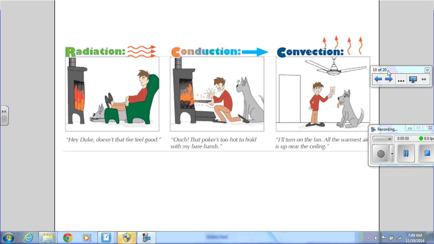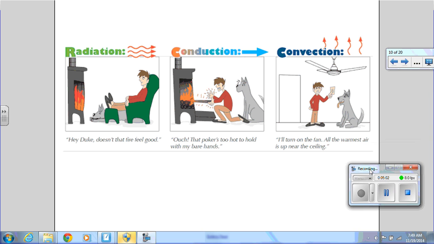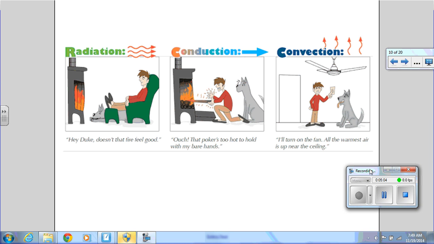Let's look at this visual. You can see all three types of heat transfer being shown in this particular visual. You've got radiation. He's sitting in front of this fire and his body is becoming warm. You've got conduction. He touches the stick and his hand gets burned. And then you've got convection. He turns the fan on, and you can see up here, this is where your warmer air is going to be, and then your cooler air would be at the bottom.